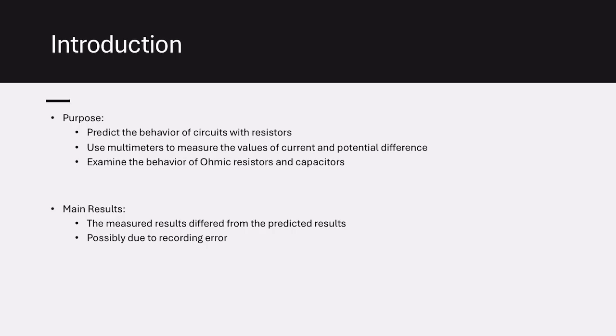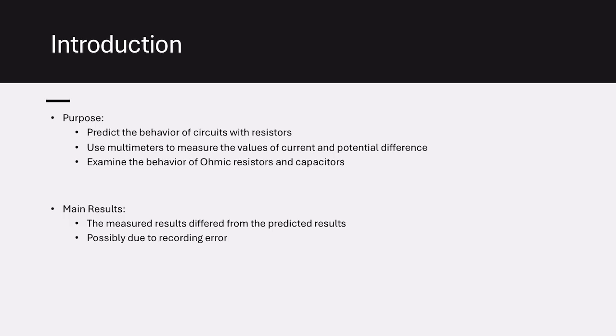The overall purpose of this experiment was to employ the principles of energy and current conservation via the loop rule. By doing so, we may predict the behavior of circuits containing resistors. Further, we may use multimeters to measure the values of currents and potential difference. Finally, we may examine the behavior of ohmic resistors and capacitors.